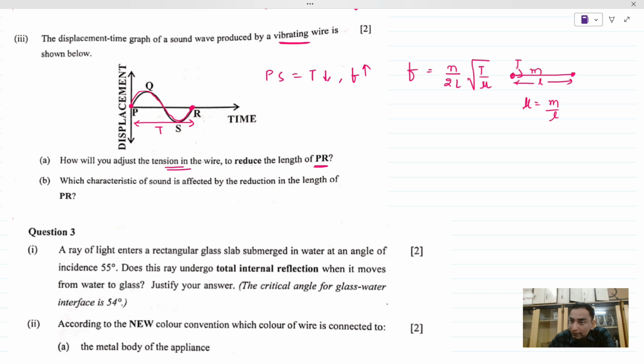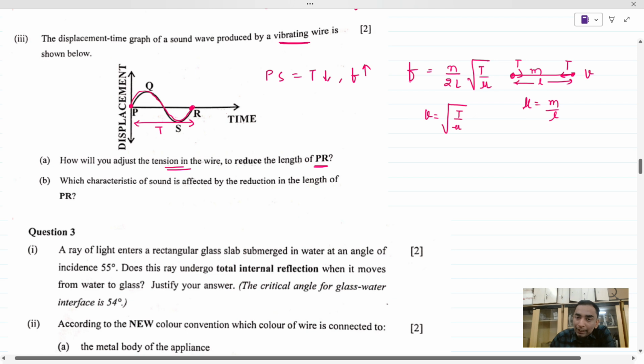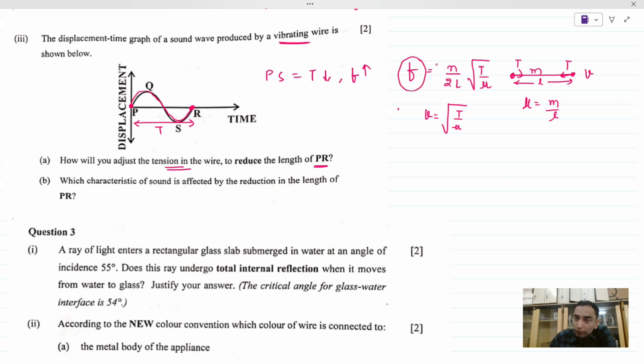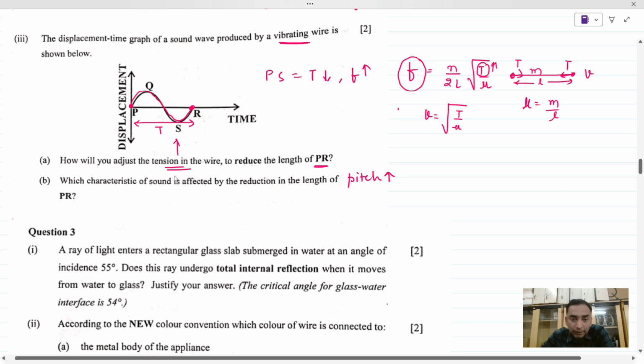Now since this wire is under some tension, you have stretched the wire just like a guitar string under some tension. Then the speed of the transverse wave produced over here, V, is given by under root of T by mu. This expression you will find in the sound chapter in Goel Brothers textbook or in the concise textbook, right? So if you want to increase the frequency, you need to increase the tension. So that means the tension has to be increased. What characteristic of sound is affected by the reduction? Of course, pitch. Pitch will increase because the frequency is increasing.